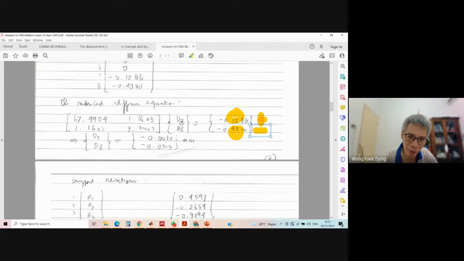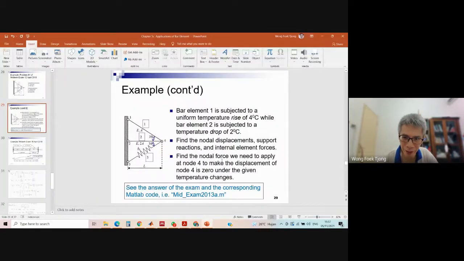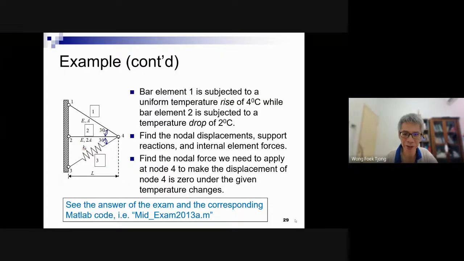Okay, the only way to make this zero is the right-hand side should be zero. What should we do? We should apply the force. That's the answer to the question, right? Find the force that we need to apply to make the displacement zero under the temperature change. Well, very smart, right? A smart way to answer this question without much effort spent on computation. Any questions?